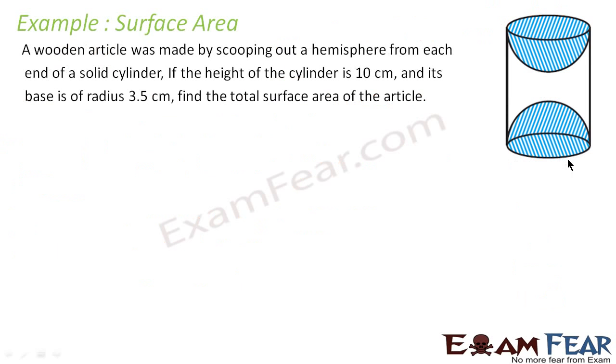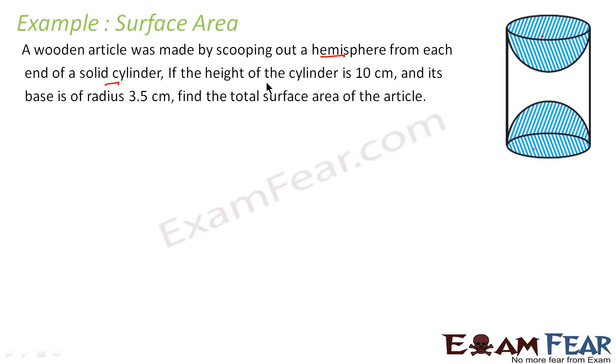We'll take one more example. This is the last example of the surface area problem. The question says a wooden article was made by scooping out a hemisphere from each end of the solid cylinder. So here also it is solid cylinder. So we should take the base area also. But if you see this, this is hollowed out. The blue is hollow, all hollow. So this base area which we are thinking to take is all gone now. So we can't take. Correct?